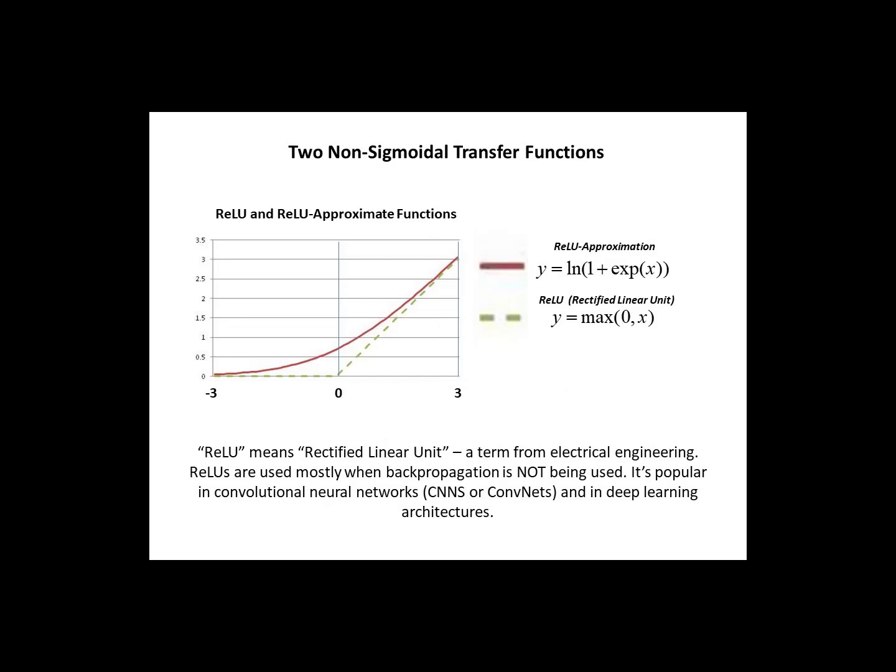As a non-sigmoidal transfer function option, there's the ReLU, which stands for rectified linear unit, and its logarithmic approximation. The ReLU is by now the world's most commonly used transfer function. It's common in convolutional neural networks and also in deep learning applications. However, our goal right now is to understand the transfer functions that are used in backpropagation. So for that reason, we're going to go back to the sigmoid transfer function.